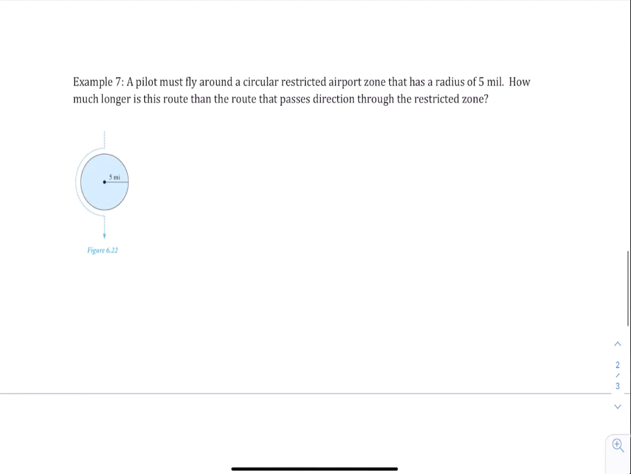In the last example, a pilot is flying around a circular restricted airport zone. We have a radius of 5 miles. How much longer is this route than the route that passes directly through the restricted zone? So this question is not just what is the length of this trip, it's how much longer is it. If we had just gone straight through the circle, what is going around the circle going to cost us? So if you look, when he goes around that circle, that's basically going around half of the circle. So we want half of the circumference.